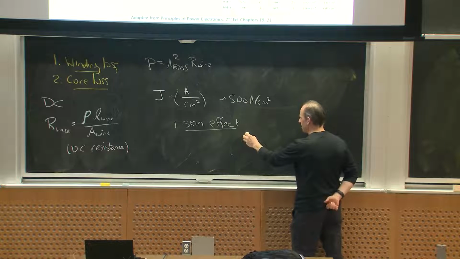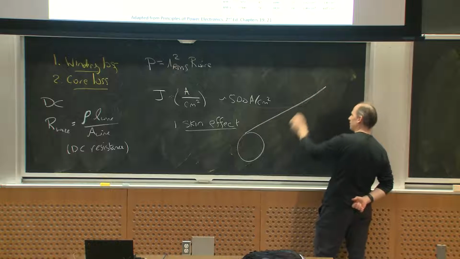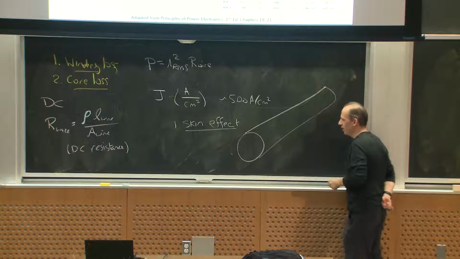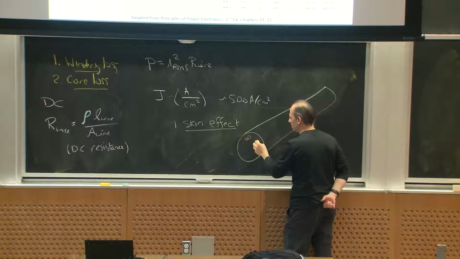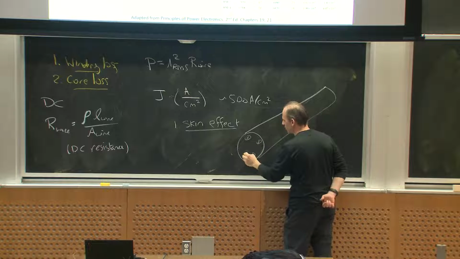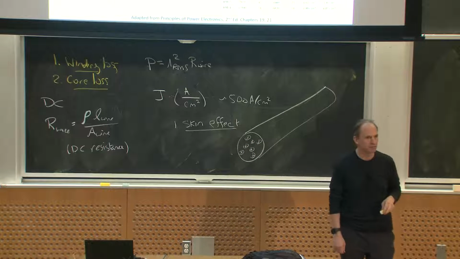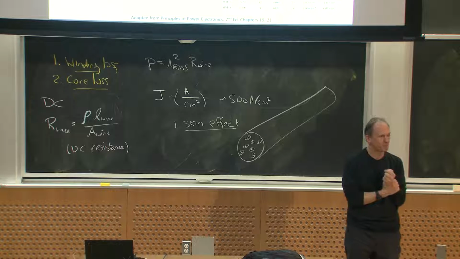Here's the idea. Suppose I had some length of wire, and I put some current through it. Now at DC, what I expect is that current, if it's going down the wire, will distribute itself evenly across the volume of the wire, evenly across the cross-section of the wire. The current will just spread out and be carried evenly everywhere in the wire.